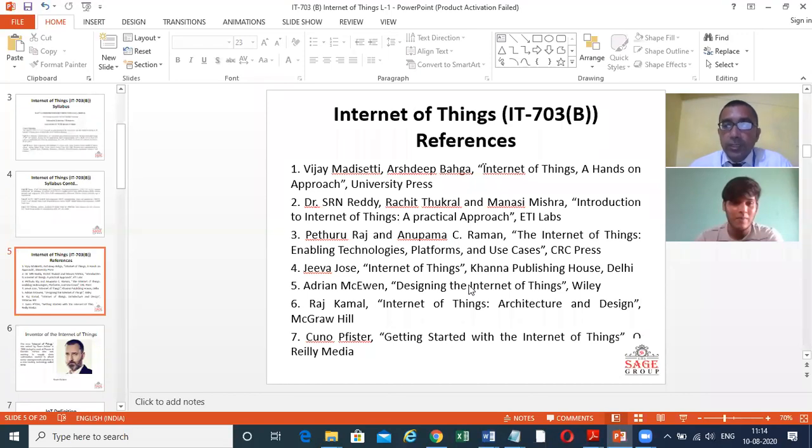There are many more books I will provide you. First book is A Hands-on Approach by University Press. Second is Introduction to Internet of Things, a Practical Approach. Third is Internet of Things, Enabling Technologies, Platforms, and Use Cases. Next one is the Internet of Things. Next one is Designing the Internet of Things. Sixth one is from Raj Kamal, Internet of Things, Architecture and Design. And next one is Getting Started with the Internet of Things. So these were the reference books.